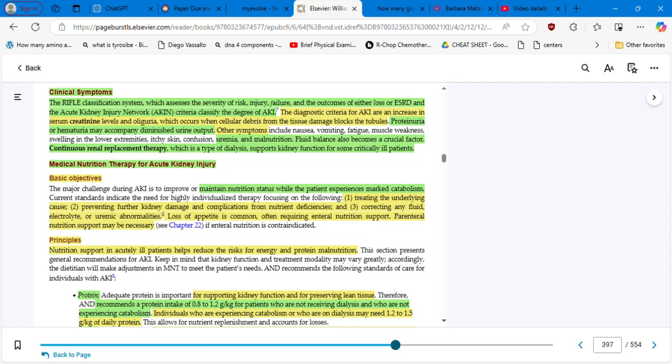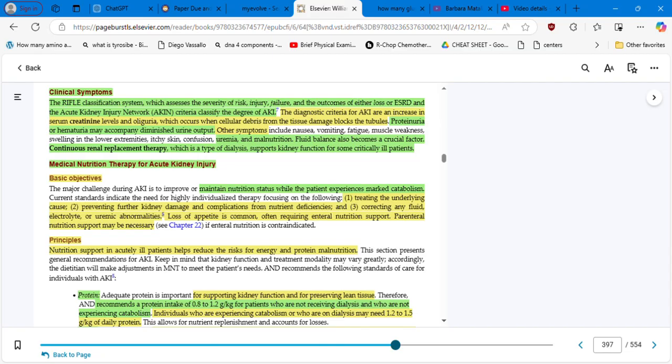Number one, treating the underlying cause, why the patient is having this type of reaction, this malnutrition and catabolism. What is the cause? Treating the underlying cause. Two, preventing further kidney damage and complications. Three, correcting any fluid, electrolyte, and or uremic abnormalities. So remember, with kidneys, we have to correct the nutritional part and the fluid part. Also, loss of appetite is common, so patients often require enteral nutrition support, and parenteral nutrition support may be necessary as well.